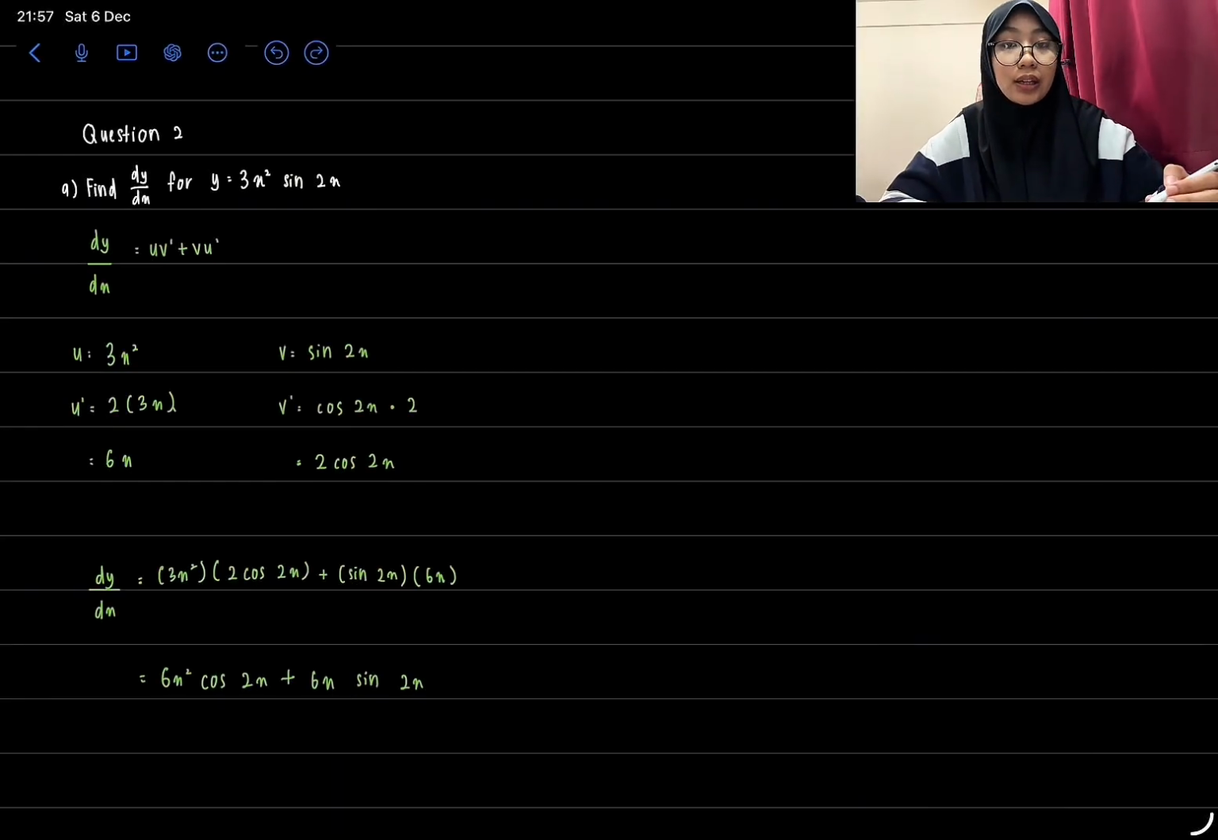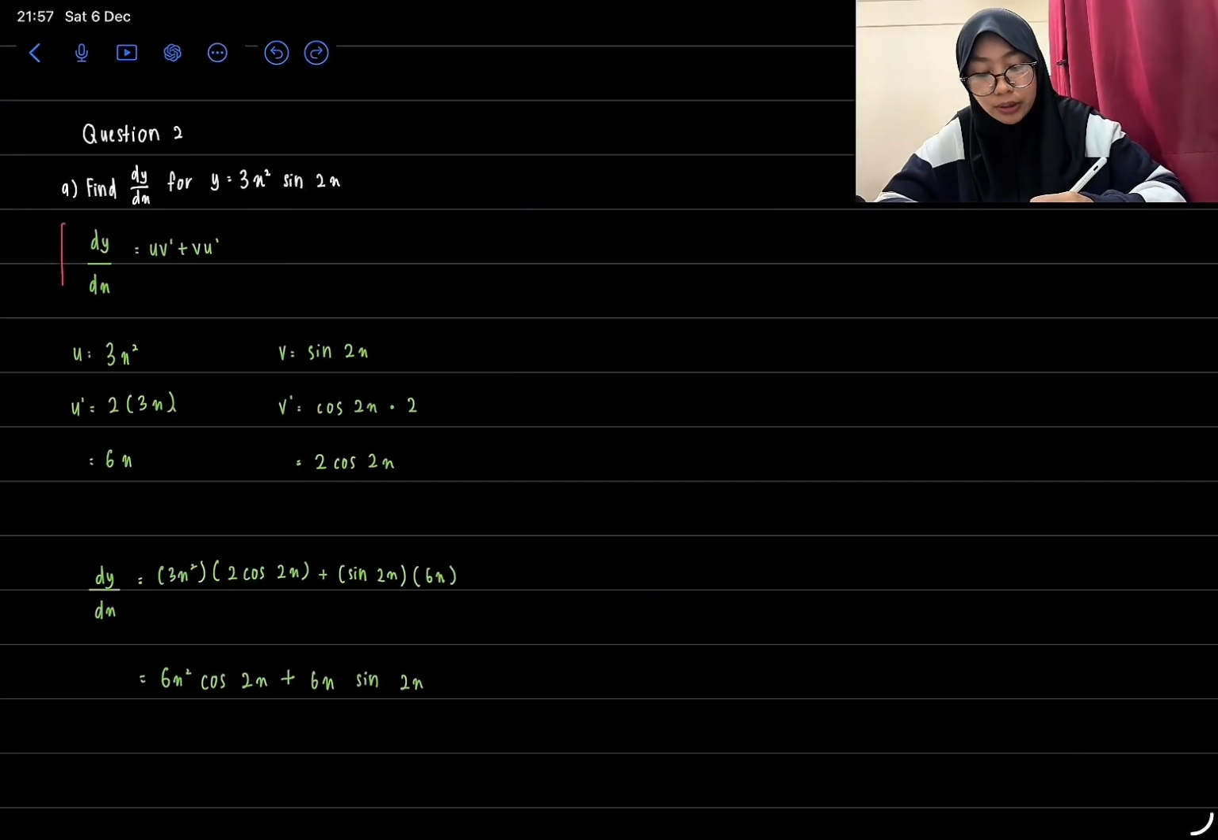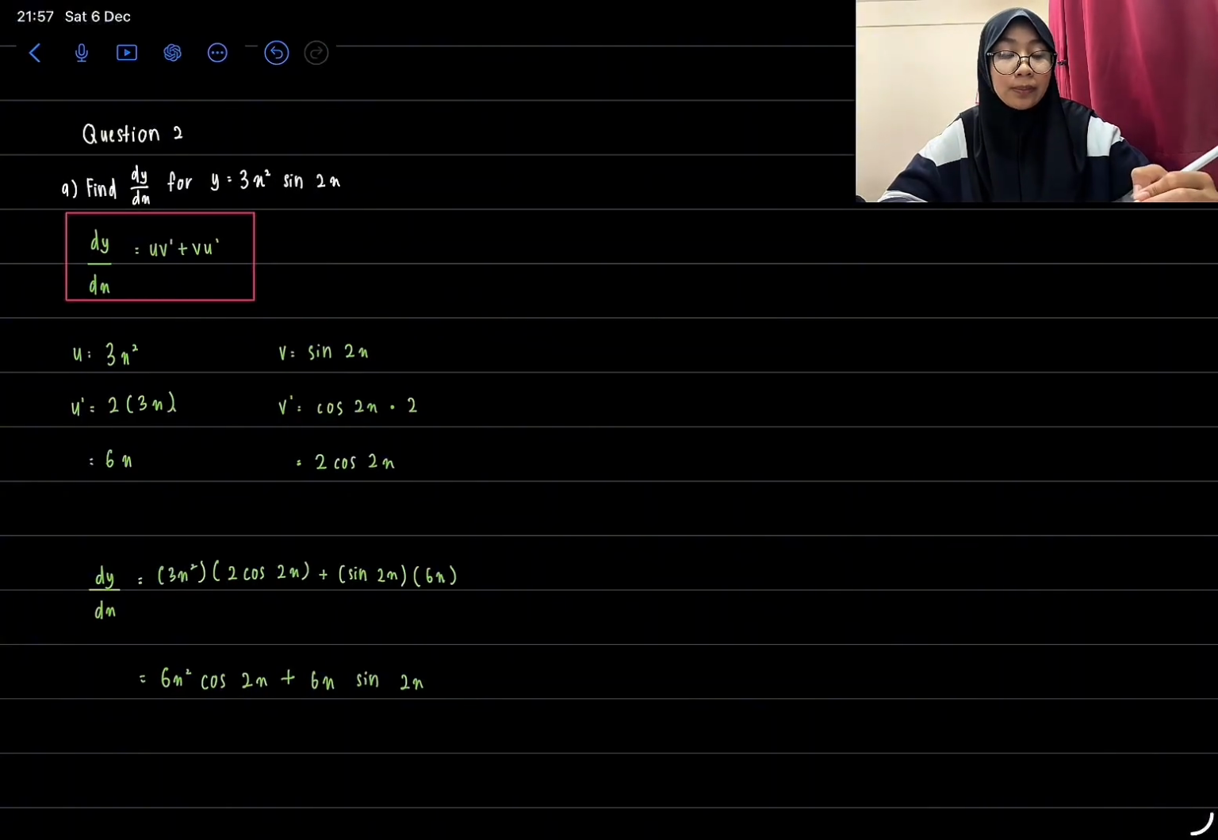I'm going to show you how to do question 2. So for A, find dy over dx for y equal to 3x squared sine 2x. In this function, there are two separate functions, so we need to use the product rule. What is the formula for the product rule? The formula for the product rule is dy over dx is equal to uv prime plus vu prime. So we need to know which one is u and which one is v. u is 3x squared and v is sine 2x.